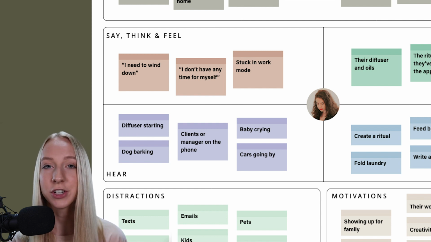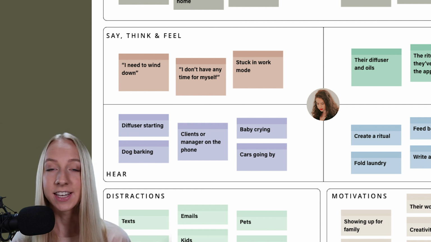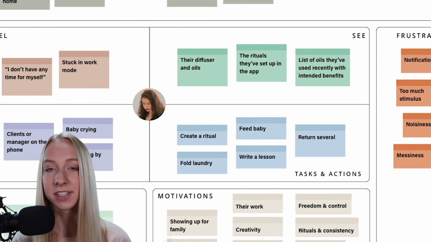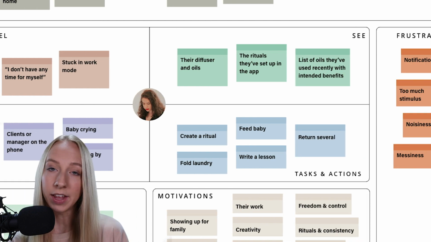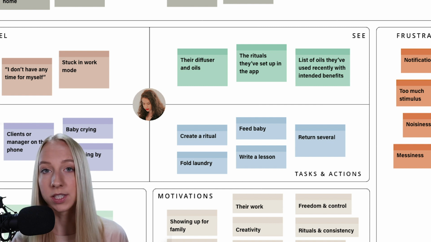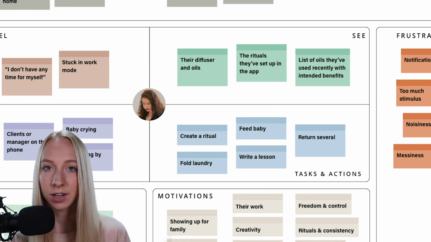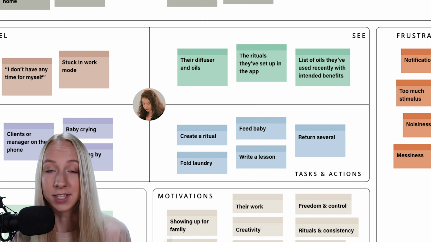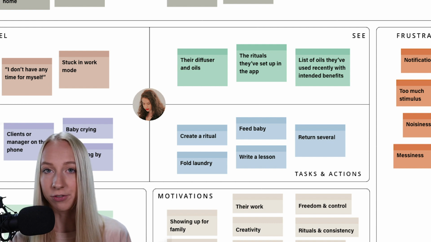So as you can see, you're really just setting the scene here. Next is tasks and actions, and these can be both related and unrelated to the app. Just basically anything that could be going on at once for someone using the product you're designing. So they need to create a ritual. Maybe they need to fold laundry or feed the baby. Maybe they need to write a lesson plan, and maybe they need to return several emails.